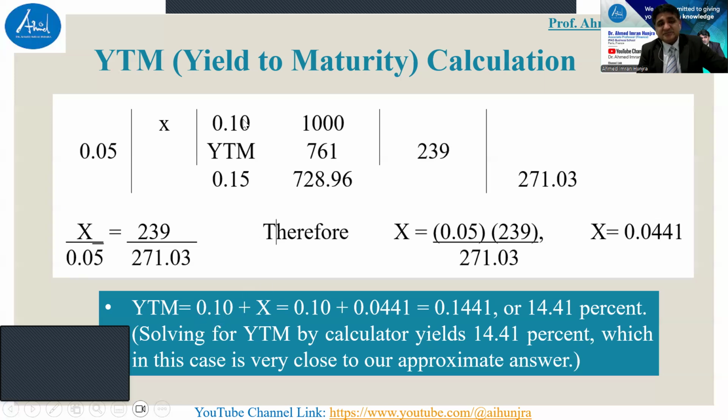I lower means, between 15% and 10%, which one is lower? 10% is lower. So it means 0.10 plus X. X is 0.0441. So it's 14.41%. Solving for YTM by calculator yield, it is 14.41%, which is very close to our approximate answer. Both answers are more or less the same. There might be some nominal difference, which is the effect of rounding. So this was about YTM once the bond is traded at a discount.